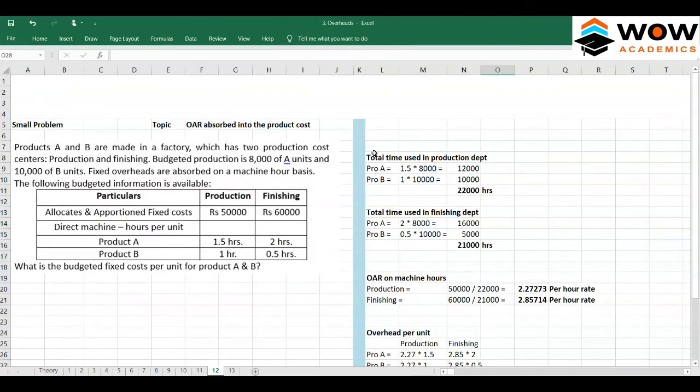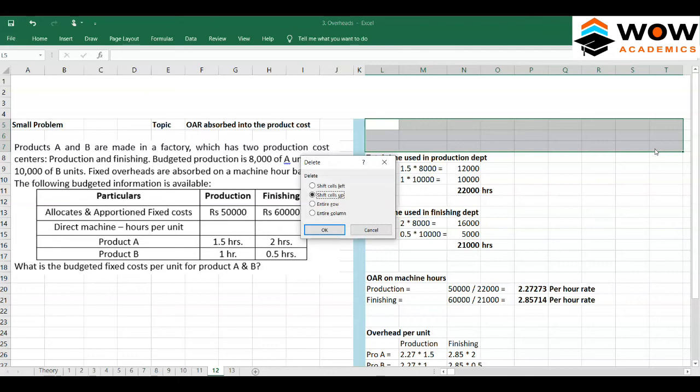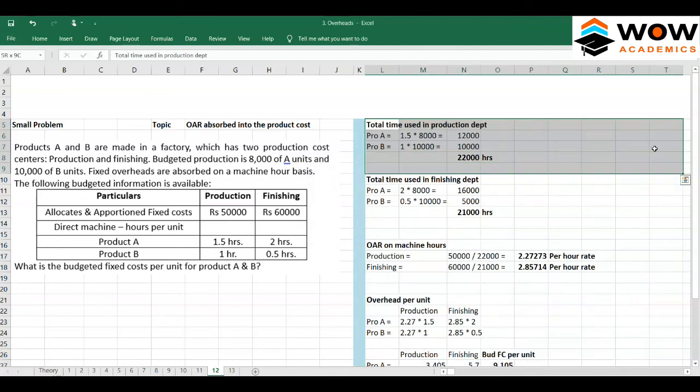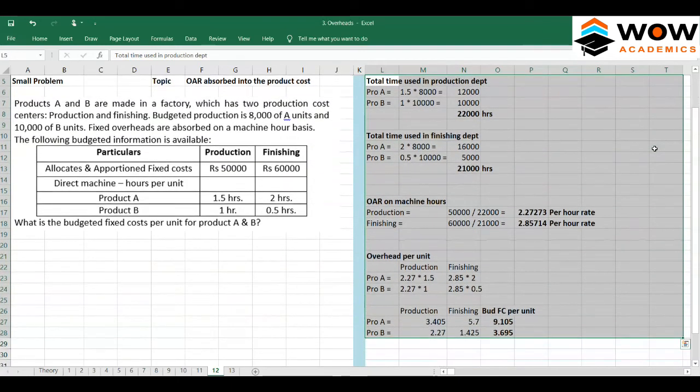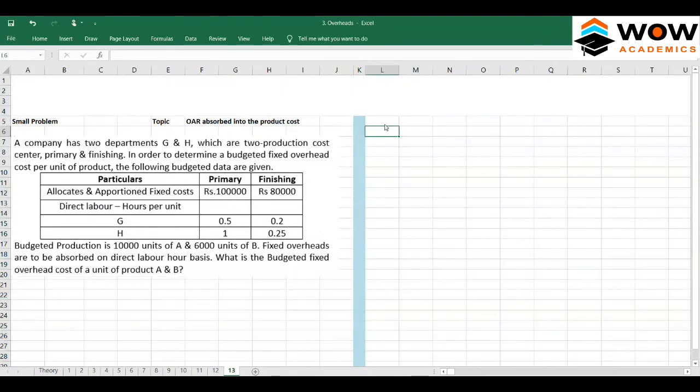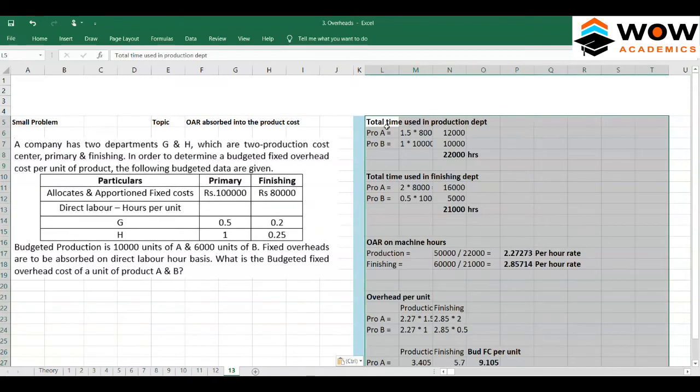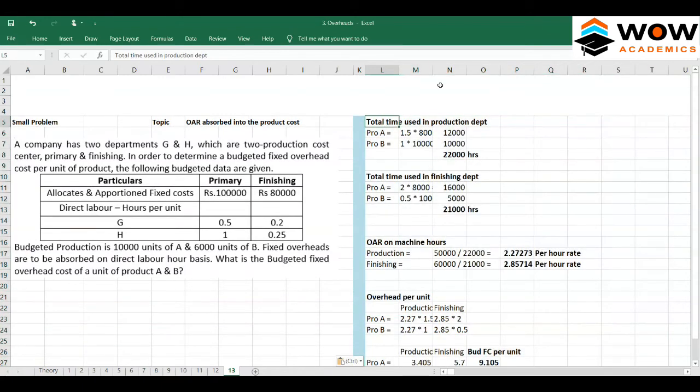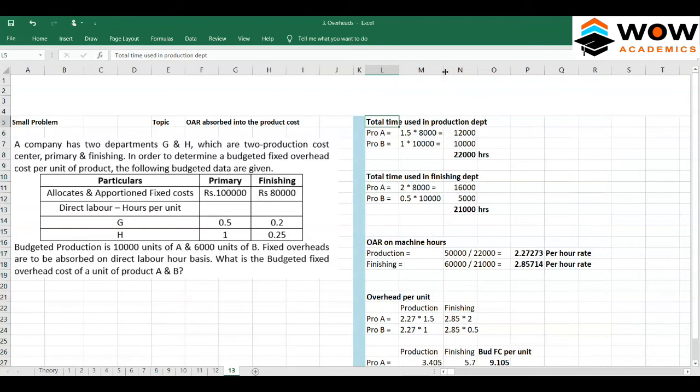So what we can do is copy this entire table so that we don't need to spend a lot of time. As and when we move, we can change the numbers. We don't need to change all the numbers right now itself. We'll slowly go. So we'll start from the total time used in production department. So that we have to find out.